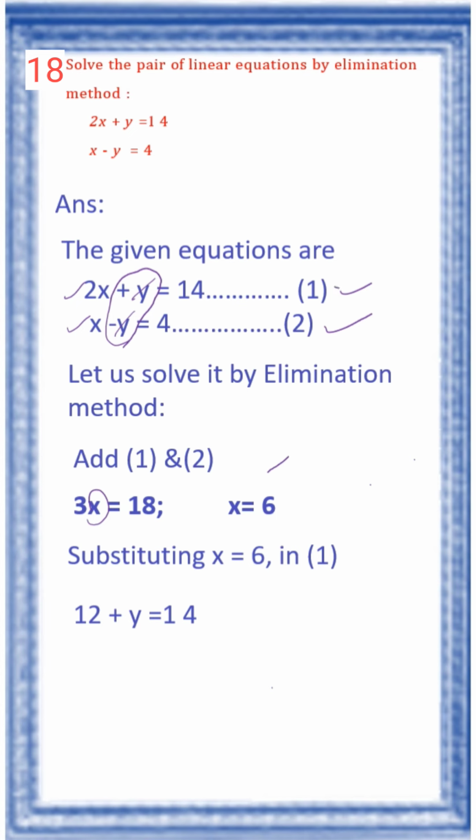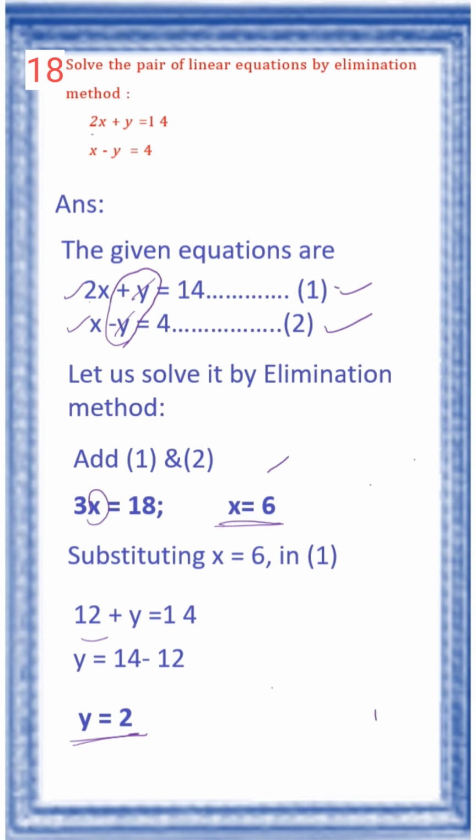It is equation number 1. 2 into 6, that is 12, plus y is equal to 14. So y is equal to 14 minus 12. y is equal to 2. So x is equal to 6, y is equal to 2 are the solution of the equations 2x plus y is equal to 14, x minus y is equal to 4.